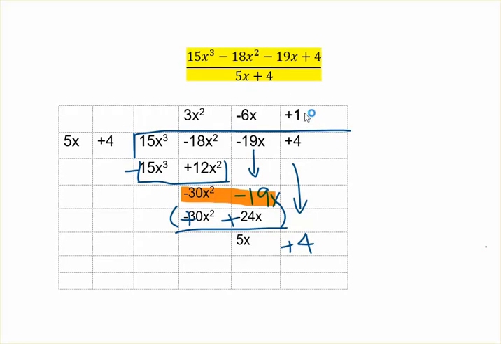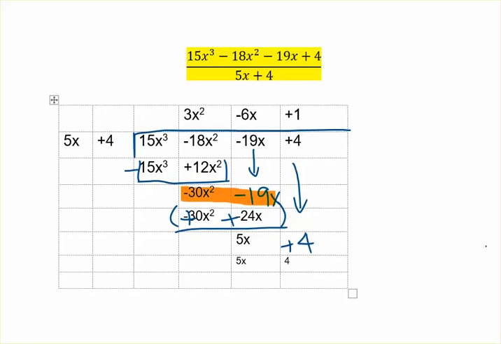Then again, I'm going to take my factor of 1. I'm going to multiply it by 5x plus 4. We go ahead and subtract that. 5x plus 4 minus 5x plus 4. Well, that is 0, so I have no remainder. Some problems you're going to end up with a remainder, and so you're going to have to write that part as a fraction, still as a division problem. But my answer now is the terms up here at the top.